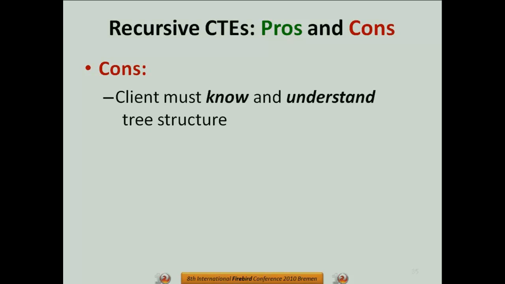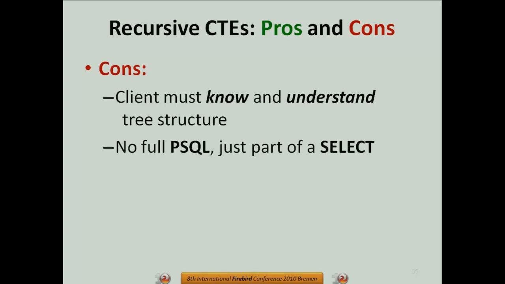Cons of CTEs, recursive CTEs: since you do everything from the client side, it's not client-side recursion, but you send the query from the client side, so the client obviously needs to know and understand the tree structure. That's just the opposite of recursive stored procedures, where the server needs to know the structure, the client doesn't. And here we have exactly the opposite.